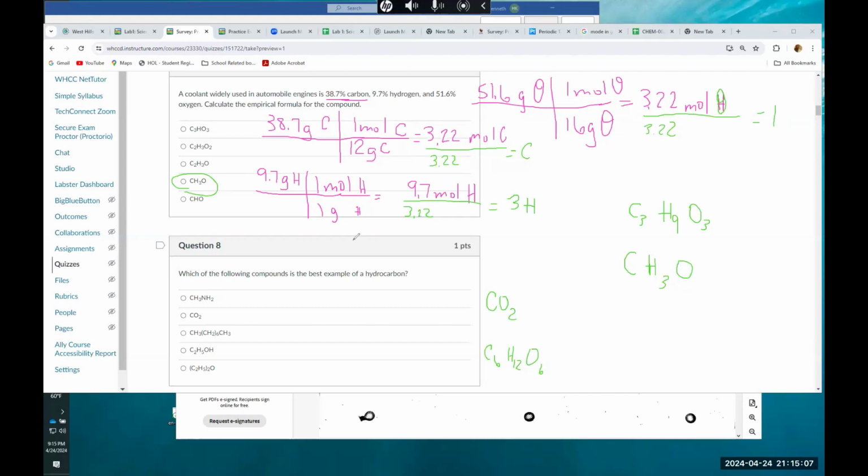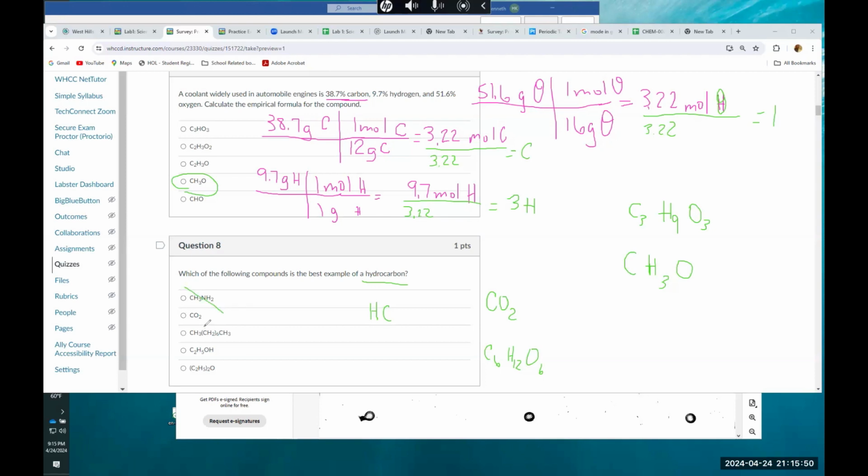Okay. So which of the following compounds is the best example of a hydrocarbon? Look at the name. So we need H and a C. It needs to have an H and a C. Okay, which one here only has an H and C? What about that first one? No, there's nitrogen in it. Okay, so we know that one isn't.